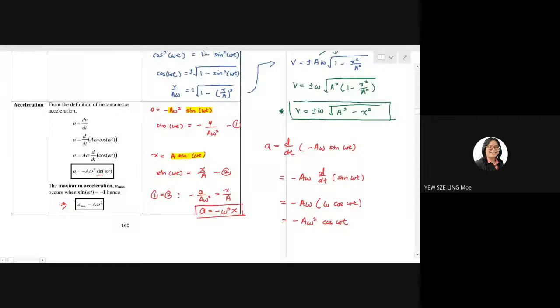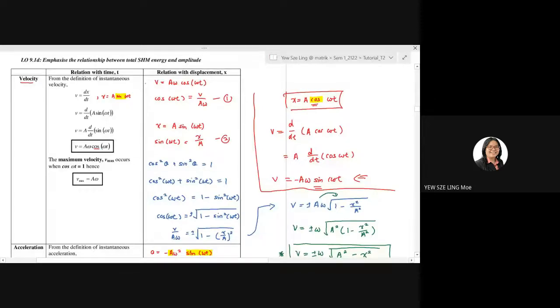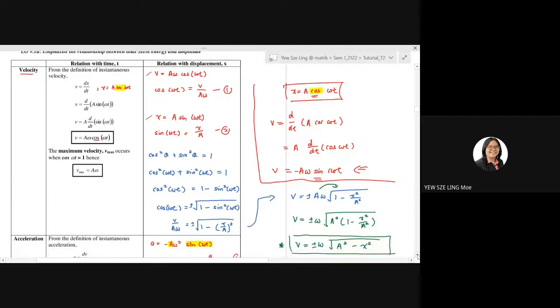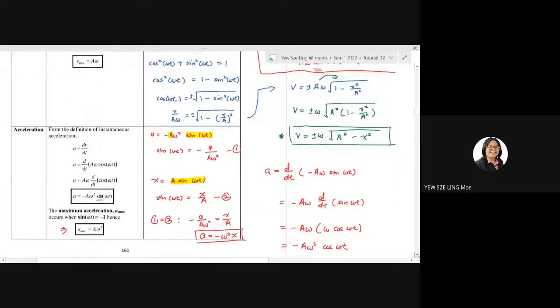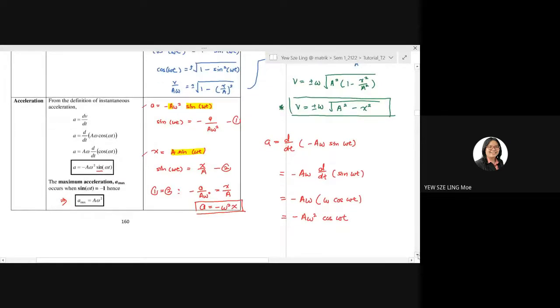If you want an easier way, you can directly substitute x into equation A. That is also possible. Just that I'm using this method, equation 1 and equation 2, to show you how we link a and x together by using the same method as the previous scenario. We used equation 1 and equation 2 before because we wanted to link v and x together. Now we use them again because I want to link a and x together.